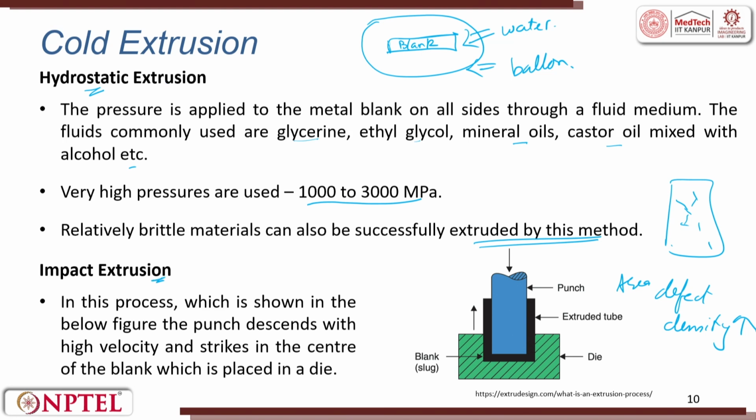There is another process called impact extrusion. In this process, which is shown in the figure, the punch descends with a high velocity and strikes the center of the blank, which is placed in the die. So, there is an impact which hits. The blank is filled here. When the punch hits, just around the clearance between the punch and the die, the thin metal extrudes. So, this process is called impact extrusion.